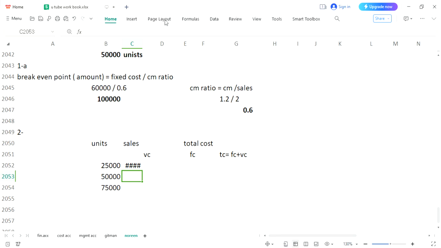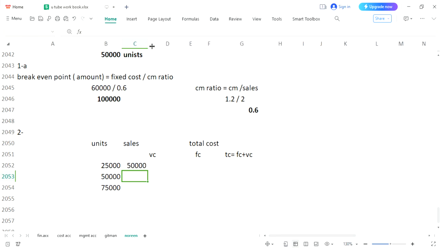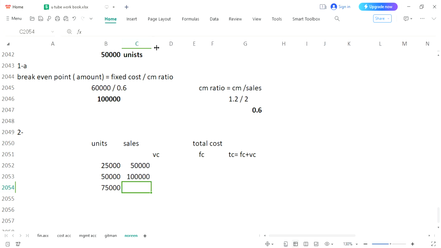And again you will do the same thing for the next. 50,000 were the units and the per unit sale price is 2. Then 75,000 multiplied by 2 sale price, so we have got our sales. Then, fixed cost, as you know, will remain the same no matter whether it is 25, 50 or 75. So your fixed cost would be 60,000 for all numbers of units, 60,000 and then 60,000.